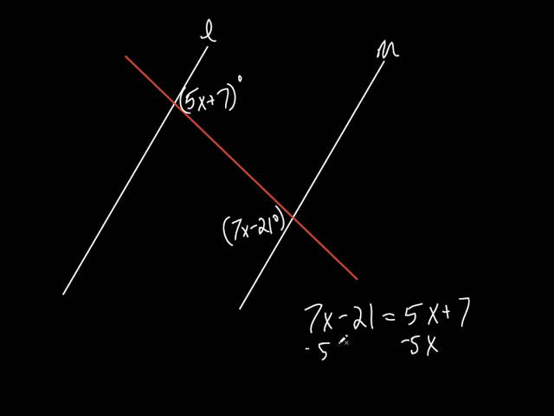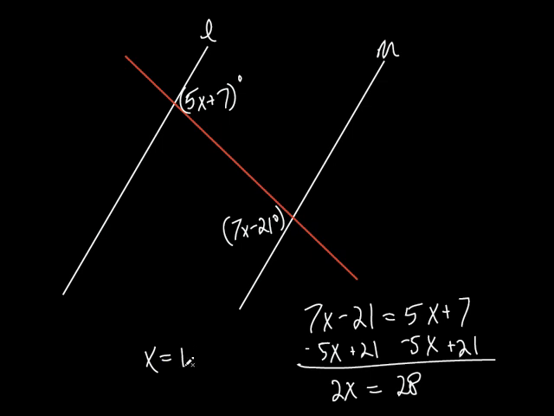Subtract 5x from both sides. Add a 21 to both sides. I know I'm going a little fast, but you should be able to do this. Just algebra. And that's 28. Divide by 2, and x is what? 14. So x is 14. So if x is 14, that means that this angle and this angle will be equal to each other. If the alternate interior angles are equal to each other, then the two lines are parallel. Make sense?